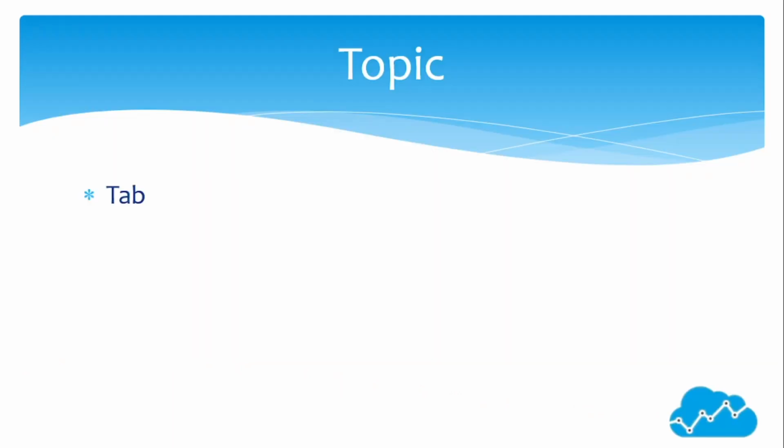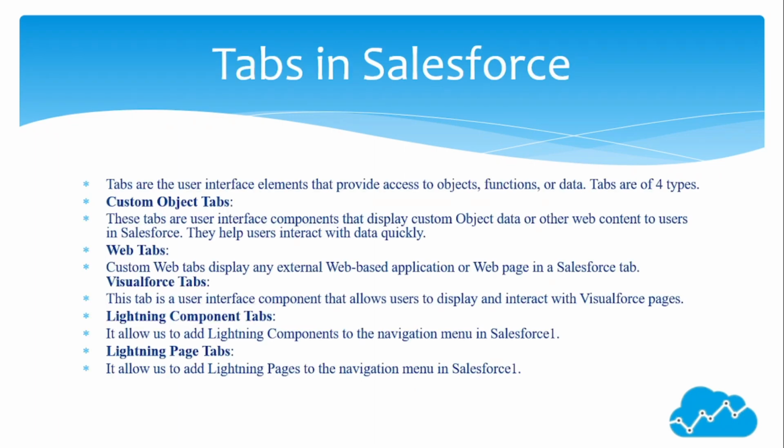Topic what we are going to cover in this session is tabs in Salesforce. Tabs are the user interface elements that provide access to objects, functions or data. Tabs are of four types: custom object tabs. These tabs are user interface components that display custom object data or other web content to users in Salesforce. They help users interact with data quickly.